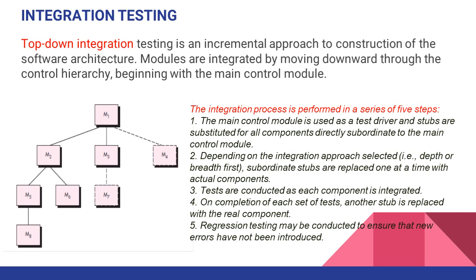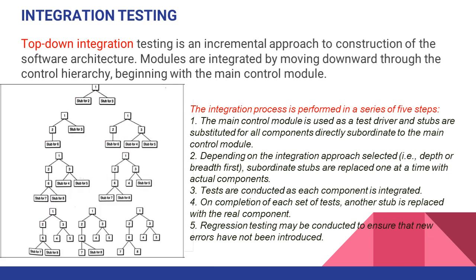Tests are conducted as each component is integrated. On completion of each set of tests, another stub is replaced with the real component. Regression testing may be conducted to ensure that new errors have not been introduced, which we will discuss at the end of the video. The top-down integration strategy verifies major control or decision points early in the test process.